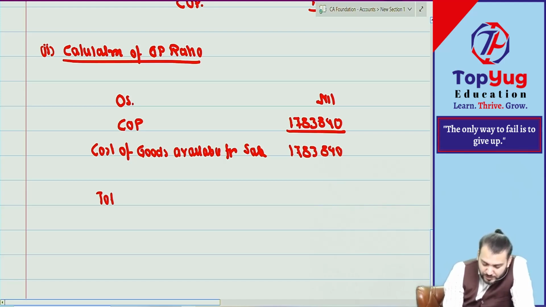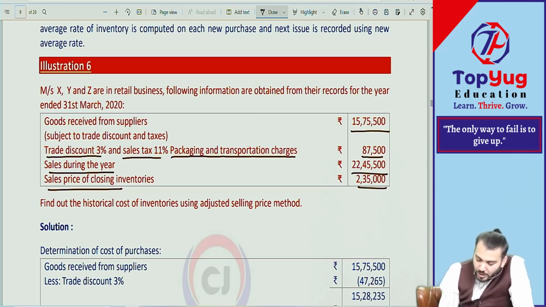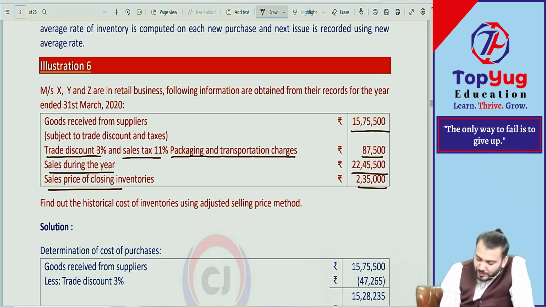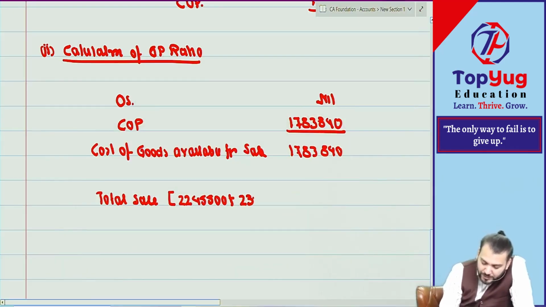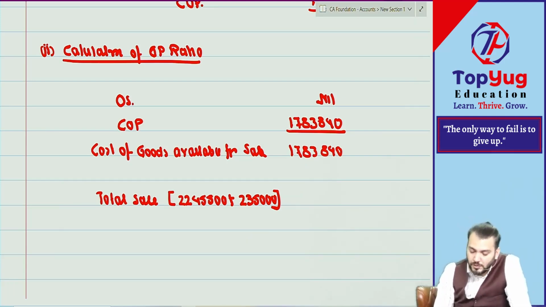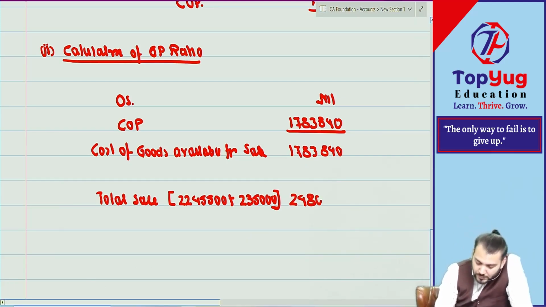And total sales means it can be sold at what price? Tell me. So some goods have been sold at what price? 22 lakh 45,500. And there are some goods which remain unsold, can be sold at what price? 2 lakh 35,000. How much? 24 lakh 80,500, na. So tell me, what is GP? Gross profit how much?